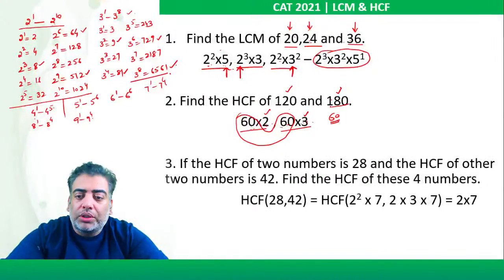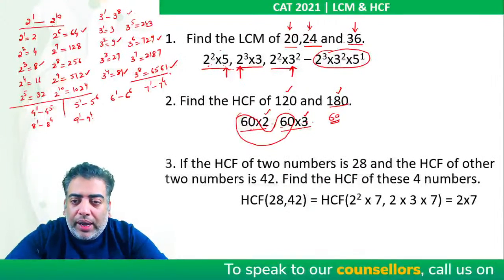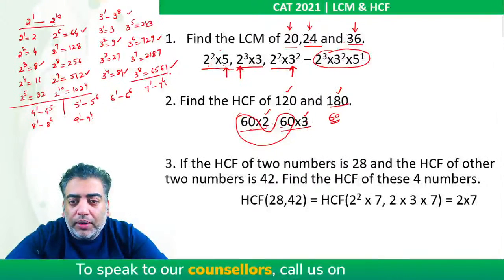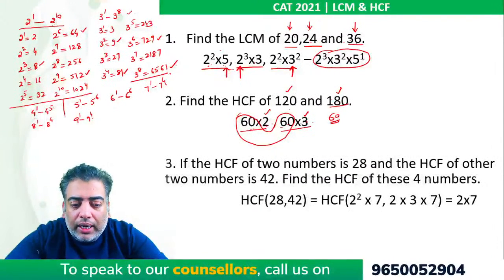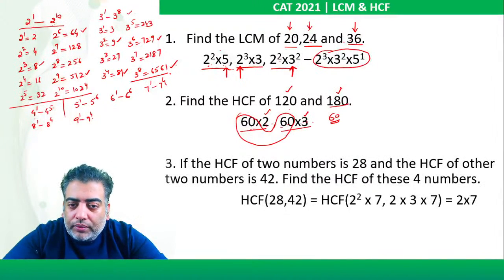I hope question number 2 is clear, because instead of factorizing 120 and 180, I am giving you a different thought: if you can see that you can write these as 60 into 2, 60 into 3, then the job would be much easier. Right?